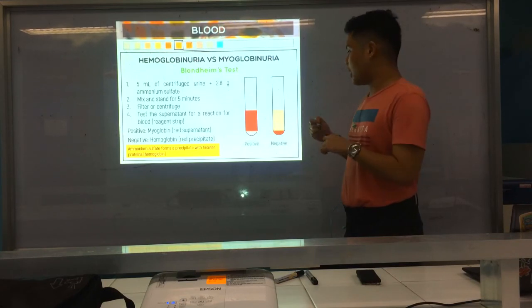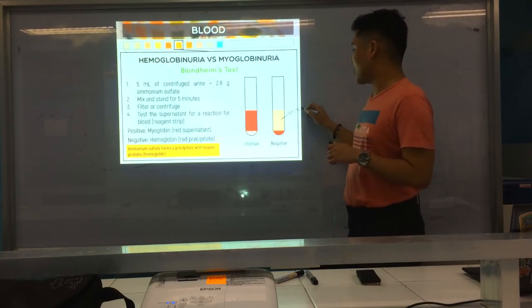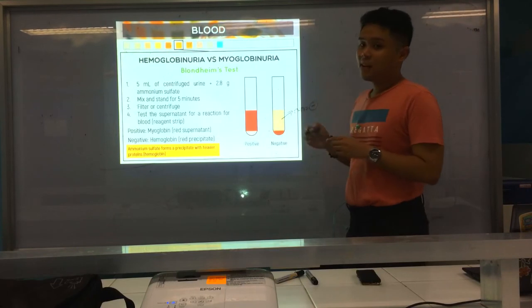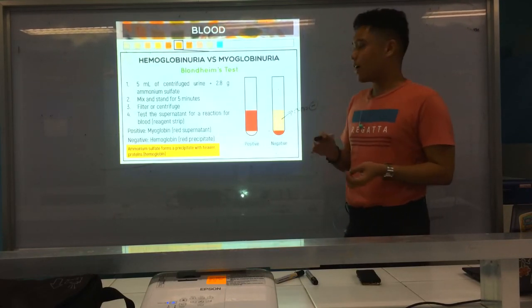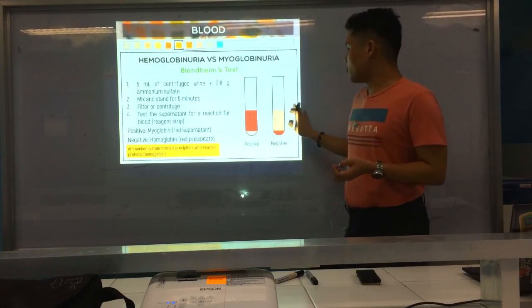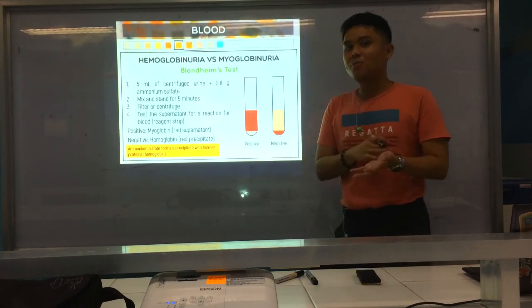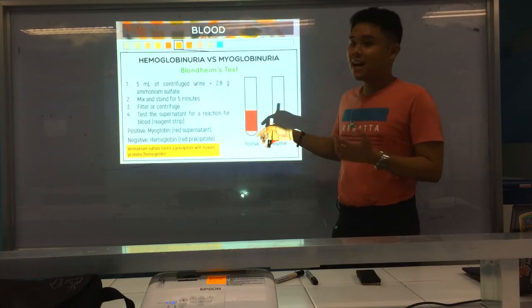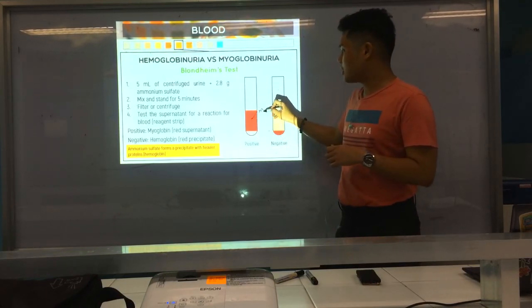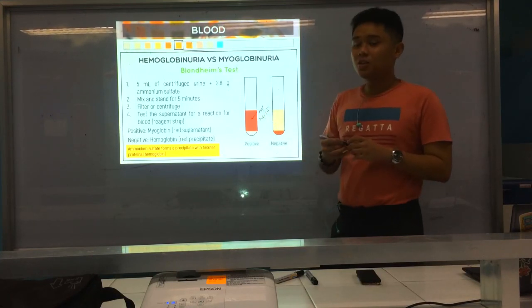Alright? Therefore, unsay result ana sa reaction sa strip? Reaction nimo sa strip is negative. Okay, kawala na hemoglobin, na precipitate naman with ammonium sulfate. Okay? Whereas, for myoglobin, since gamay man siya na molecule, dili siya makakombine with ammonium sulfate, the supernatant remains red. And your reagent strip reaction is still positive. Okay? So that's your Blondheim's test.